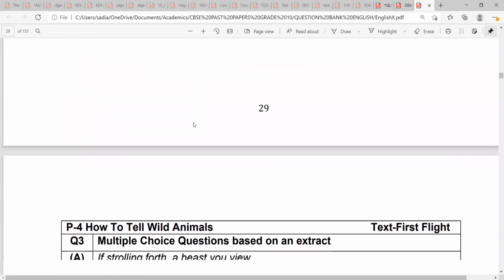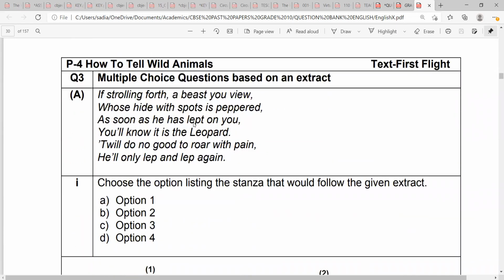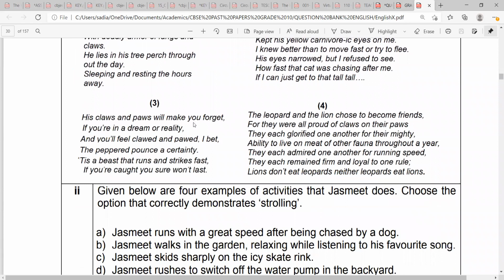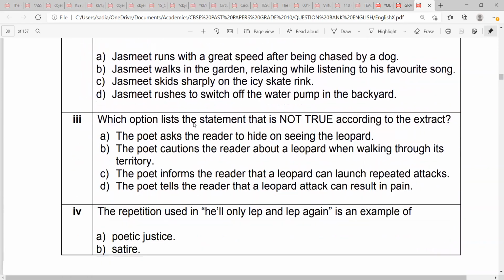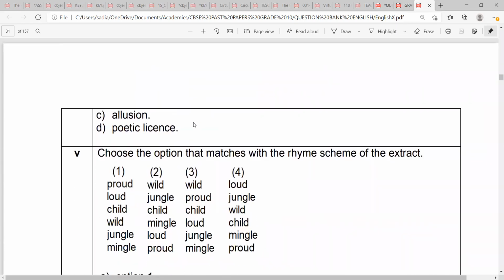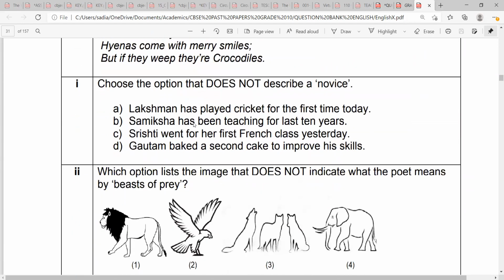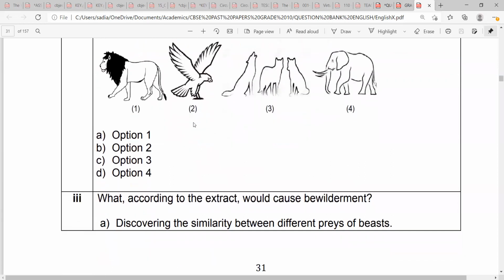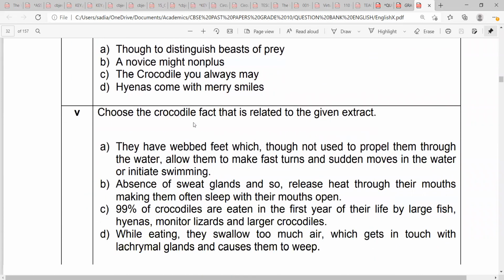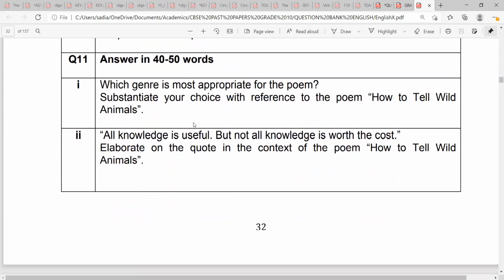Let us proceed to the next, that is How to Tell Wild Animals, from the text First Flight. Be mindful of what is deleted for the academic year and then prepare for the questions. This resource is prepared for the entire textbook. Check your portion for the academic year and then prepare for your examination.